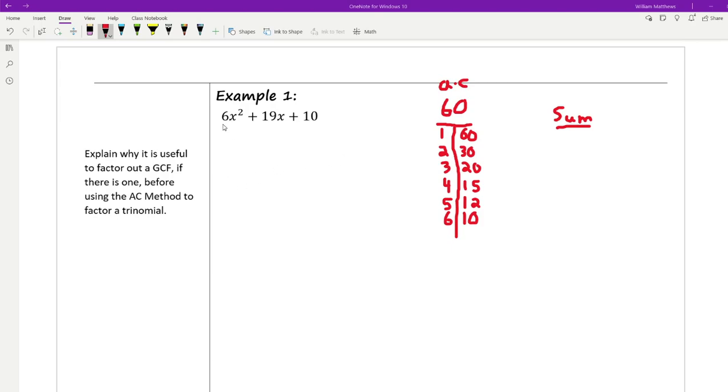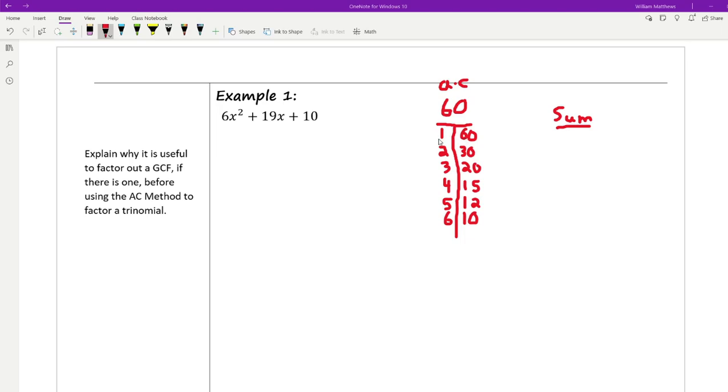Right now, my expression is 6x squared plus 19x plus 10. If I multiply my A and C, that is 6 times 10, I get 60. Now I can set up all of my factor pairs that have a product of 60, being 1 and 60, 2 and 30, 3 and 20, 4 and 15, 5 and 12, and 6 and 10. Normally, the larger your A times C, the more factor pairs you are more than likely going to have. So that's one reason why they say you would want to factor out your GCF at the beginning.